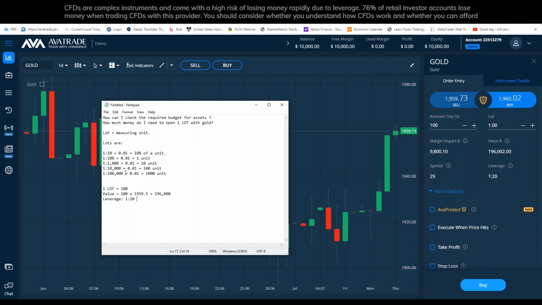What I've explained here with the lots, is that understood? Guys, you understood what I'm doing here, the trick that I'm showing you? That's a percent. So 0.01 is a percent. If this would be, right, that would be 10. Is that understood, guys?